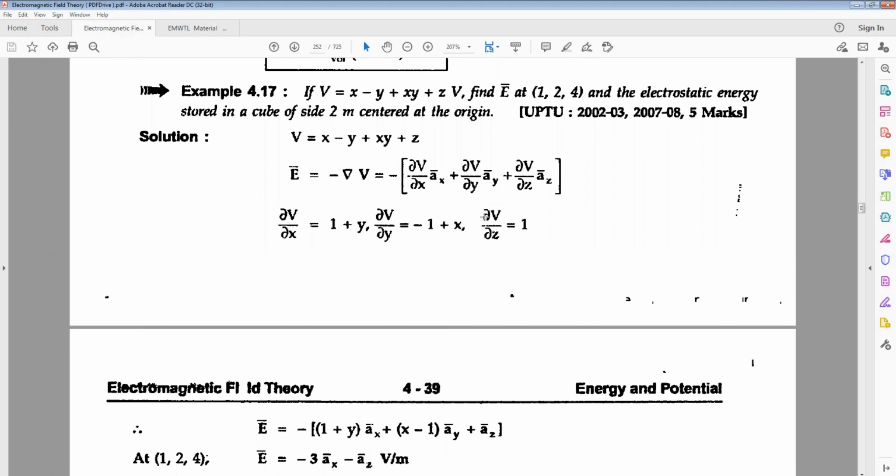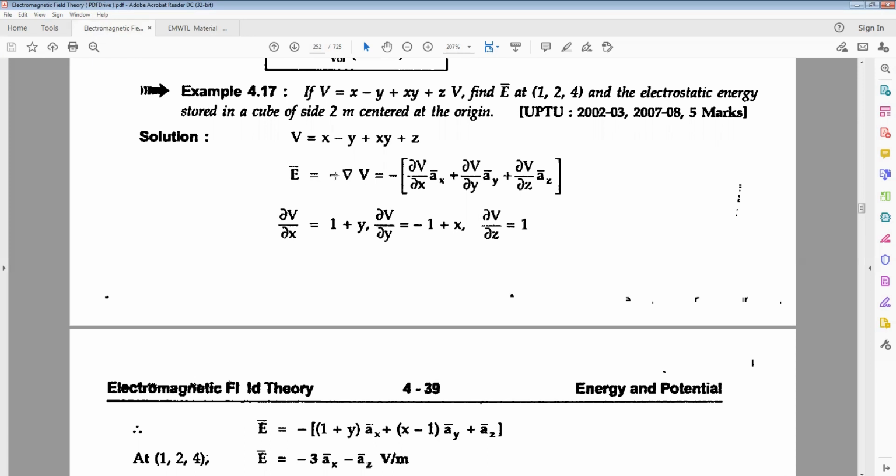For the given voltage V is equal to x minus y plus xy plus z volts, find E bar at the point 1, 2, 4 and the electrostatic energy stored in the cube of side 2 meters centered at the origin. They're asking for another quantity also, the electrostatic energy stored.